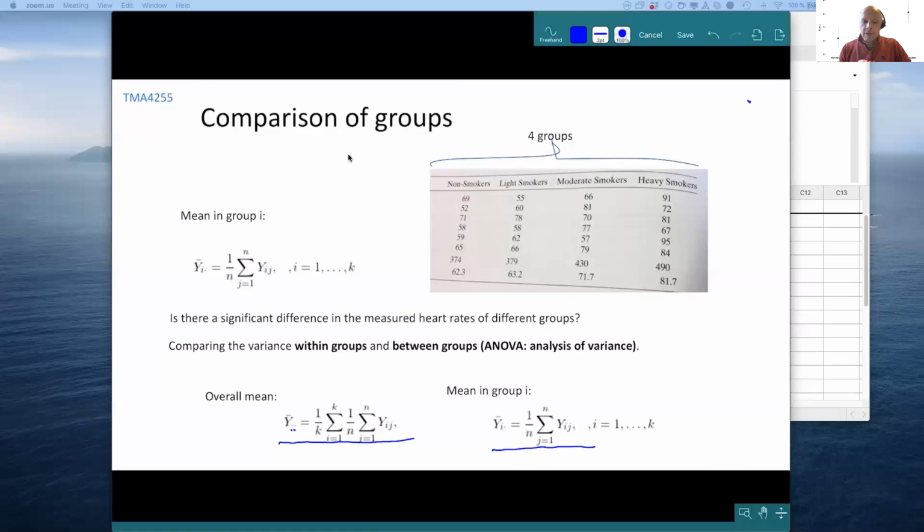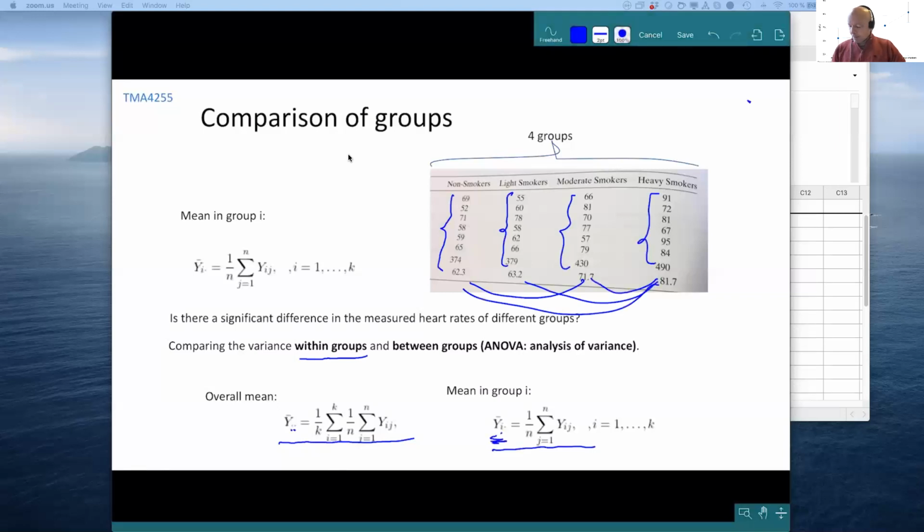And the big question that we're looking at here is to study the variability within the groups. So within one group, what's the variability here? Within this group, what's the variability? This is the within group variability. But then there's also a variability between groups, and this is the difference between these means. And by looking at the difference in this kind of variability, we can check if there's a significant difference in the mean between the groups.